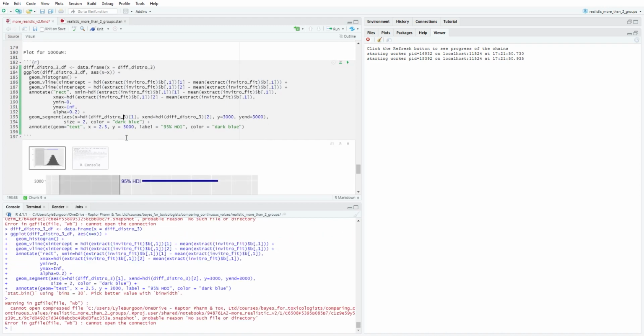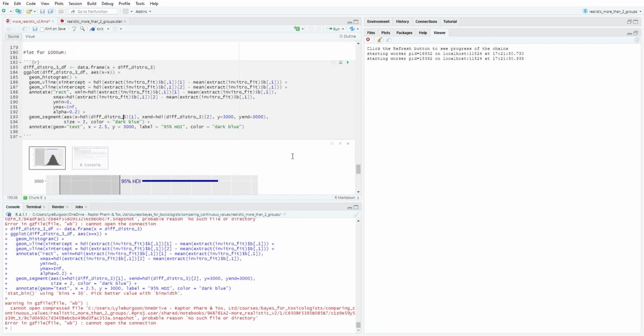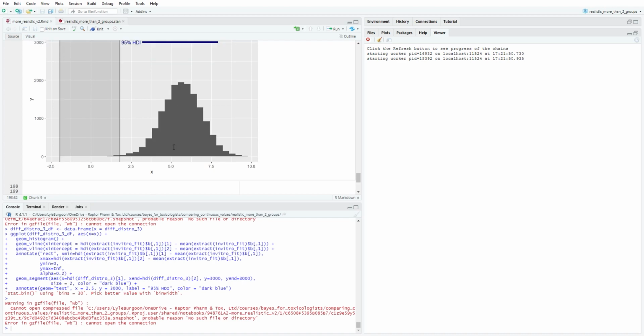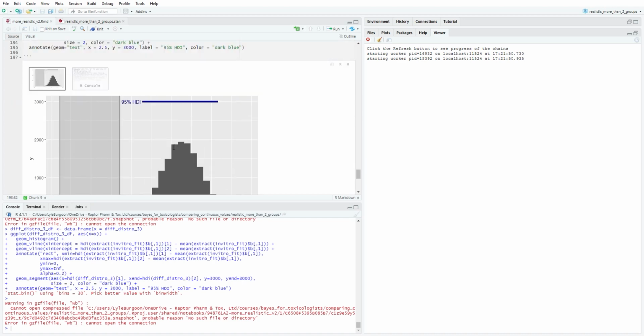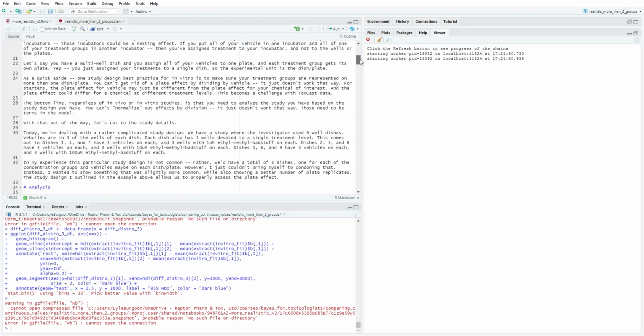Let's do 10 micromolar, or 100 micromolar, sorry. And you can see here, oh yeah, that's good alignment there. And you can see the 95% highest density interval is completely outside this rope. So we could say for sure that the 100 micromolar, did I type 1,000? There we go. We can say for sure that the 100 micromolar is definitely outside the rope. And so that would be our conclusion that we come to from this.